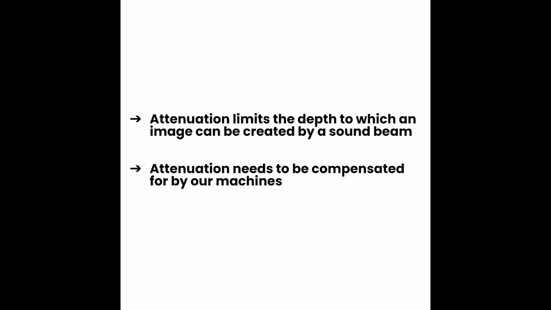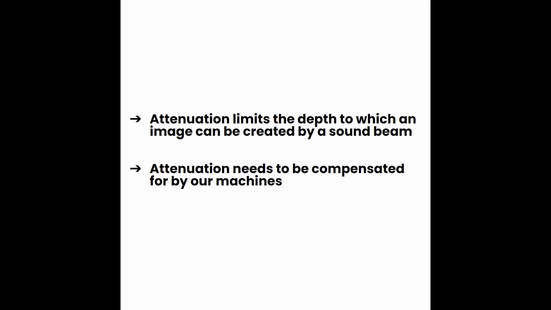for by our machines. We are going to learn in this unit that when sound leaves the transducer, it very quickly weakens. In a lot of cases, after only a couple centimeters of propagation, it's already half the strength of when it started. And it still has to go to multiple depths and then return back to the transducer. So the echoes that the transducer is getting are very, very weak signals. And because of that, the machine is going to need to manipulate the signals to compensate for the attenuation so they can be processed and displayed.